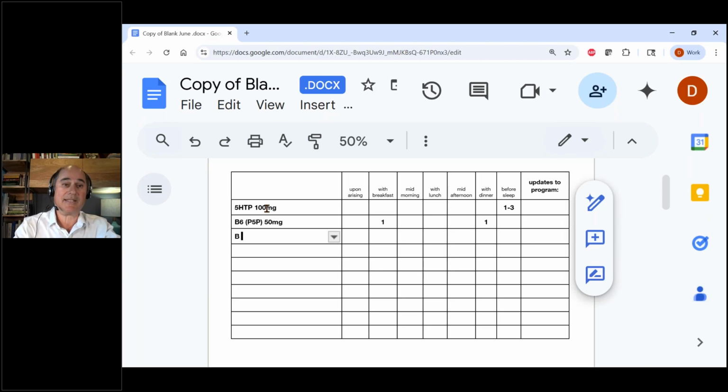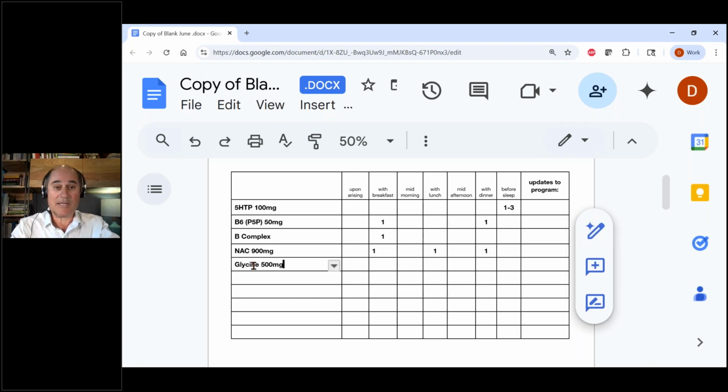Whenever you use B6 separately, you need to give B complex also. That's a general rule. You can never give a B vitamin by itself. So we got B complex. Glutathione was low. So this time let's use NAC for the glutathione. They sell it in a 900. And I think I pointed out that the glycine was also low. So glycine is one of the amino acids you use to make glutathione. That's pretty important. We want to make sure we get that back in. So NAC and glycine are two of the amino acids you need to make glutathione.